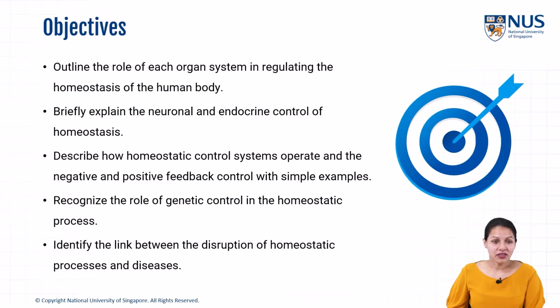So we have covered these objectives of the lecture. We've learned about homeostatically controlled systems, feedback loops, and genetic control of homeostasis, and the link between disruption of homeostatic process and diseases. So it's extremely important for you to understand the link between the disruption of homeostasis and disease. And when you learn about disease processes, always try to form the link of disrupted homeostasis leading to these conditions. You can approach me if you have any questions.